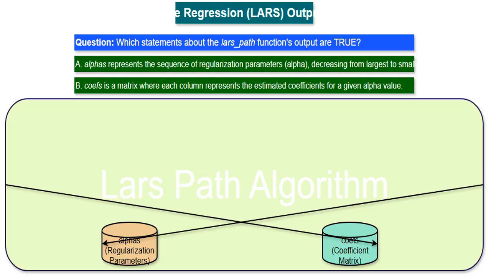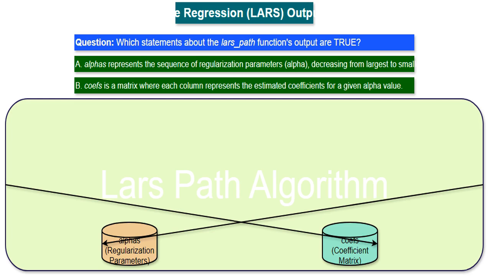I see _alphas_ as a list of numbers. Each number represents how strongly we're penalizing the model's complexity. A larger number means stronger regularization, and a smaller number means less regularization. The _lars_path_ function starts with a large alpha and gradually decreases it step by step.